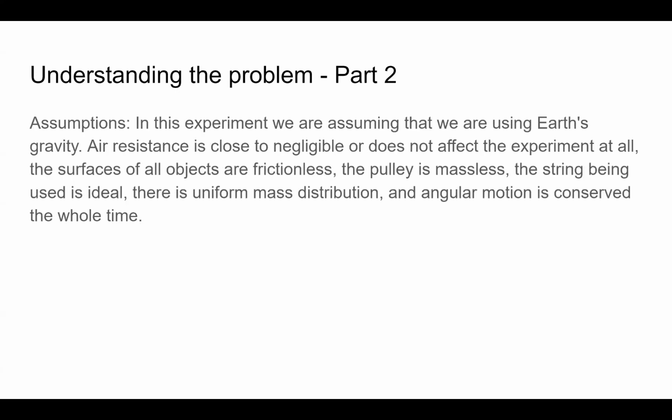Understanding the problem, part 2. Assumptions. In this experiment, we are assuming that we are using Earth's gravity. Air resistance is close to negligible or does not affect the experiment at all. The surface of all objects are frictionless. The pulley is massless. The string being used is ideal. There is uniform mass distribution, and angular momentum is conserved the entire time.